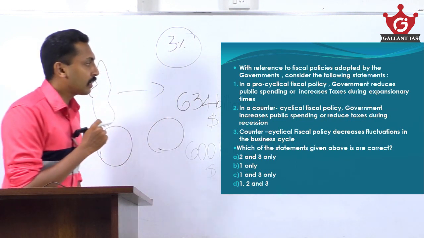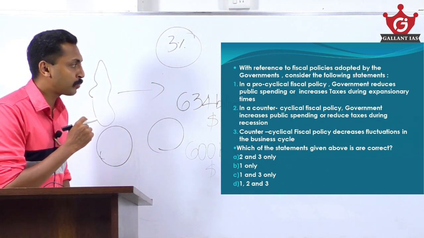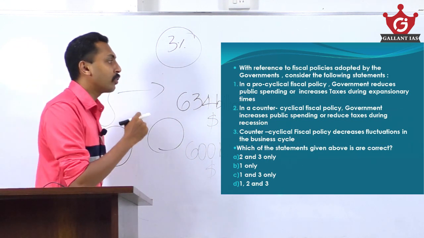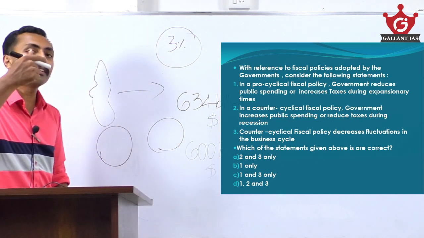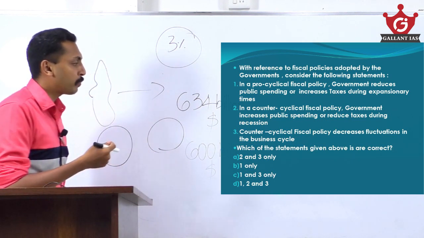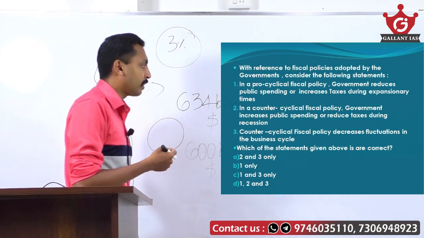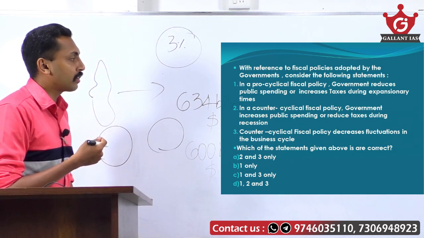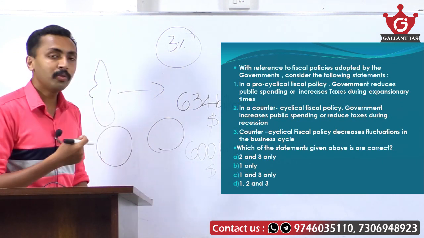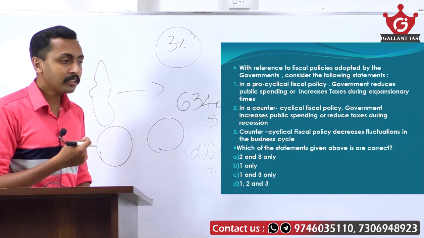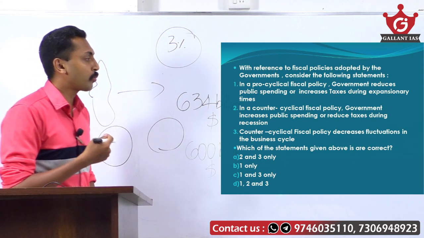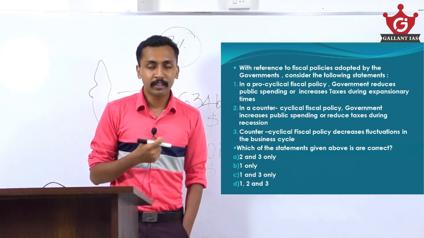Then, in a counter-cyclical fiscal policy, government increases public spending or reduces taxes during recession. That is correct. So the second statement is correct. Then you can eliminate options B and C and remain with A and D. Third statement: counter-cyclical fiscal policy decreases fluctuations in the business cycle. Again, that is also correct. So the answer is option A, 2 and 3 only. Thank you.